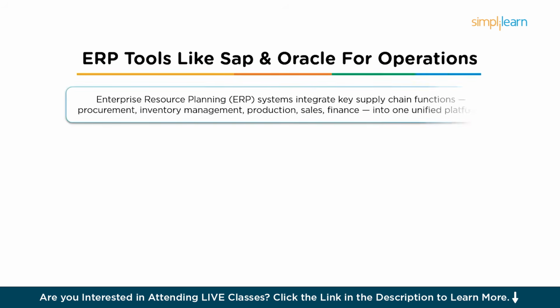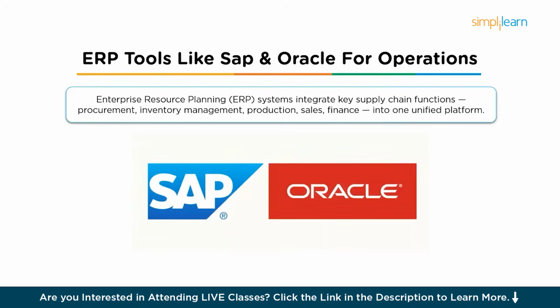So enterprise resource planning, ERP systems integrate key supply chain functions, procurement, inventory management, production, sales, and finance, into one unified platform. Leading ERP solutions are SAP and Oracle, among the most widely used ERP platforms, offering modules tailored to supply chain processes.